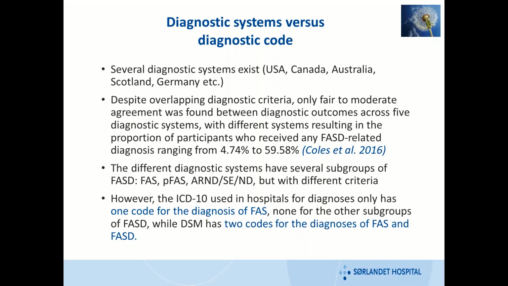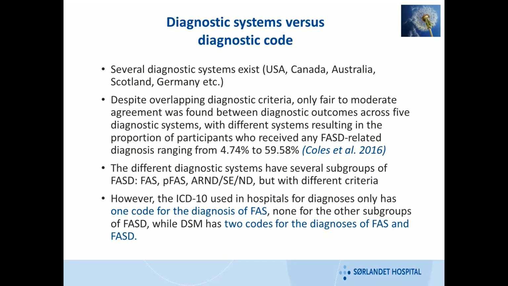For some of these criteria, there's quite a consistency between systems, but still, despite overlapping diagnostic criteria, there is only fair to moderate agreement between these systems with regard to diagnostic outcomes. And actually, in a study from 2016, evaluating 5 different diagnostic systems, the proportion of participants who received an FASD-related diagnosis ranged from 5% to 60%. So you could, in one system, end up with a full FAS diagnosis, while in another system, the same patients wouldn't be in the FASD spectrum at all. So this is a huge problem for us diagnosing these conditions, because there's no gold standard.